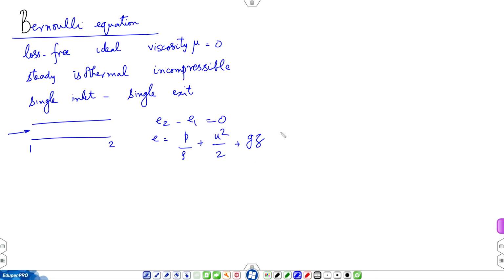By and large, Bernoulli equation has no application except in a few cases, in fact very few. But some people use Bernoulli equation as a starting point and then bring in real life effects. This is one line of thinking, but otherwise you have to use the full form of first and second laws of thermodynamics.